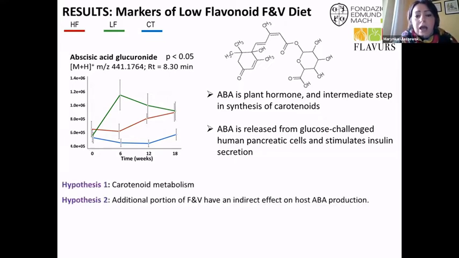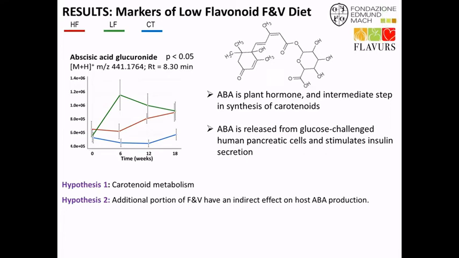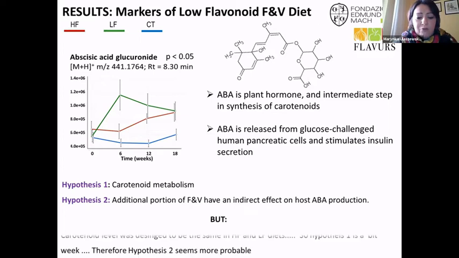That's an interesting compound. This is a plant hormone, and it's an intermediate step within the plant in the synthesis of carotenoids. But also the abscisic acid can be released from the glucose, challenge the human pancreatic cells, and stimulate the insulin secretion. So there are two hypotheses for this compound. One was the carotenoid metabolism, and the other one, the increased level because of the human pancreatic cells. But as I said before, the carotenoid level in the dietary interventions was designed to be the same. So the second hypothesis was the more convincing.